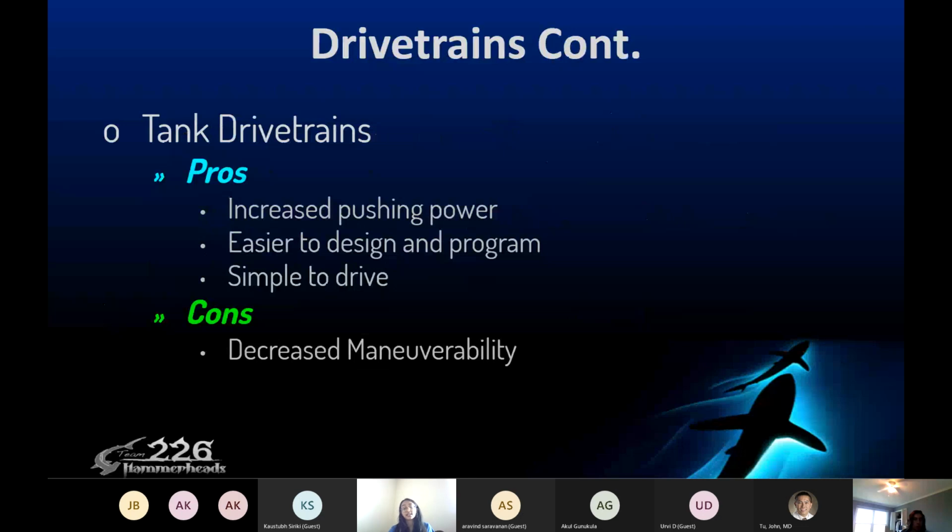So each type of drivetrain has advantages and disadvantages to it. Tank drivetrains, which have tank wheels, are simpler to design, build, and program, as well as easier to drive. And they also have potential for high speed and pushing force, but are less agile than holonomic drivetrains, which means that there's less maneuverability.